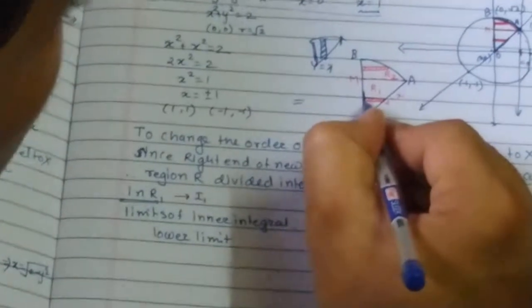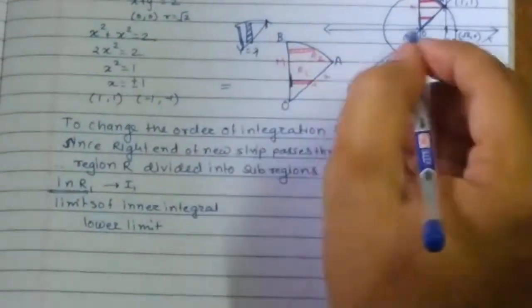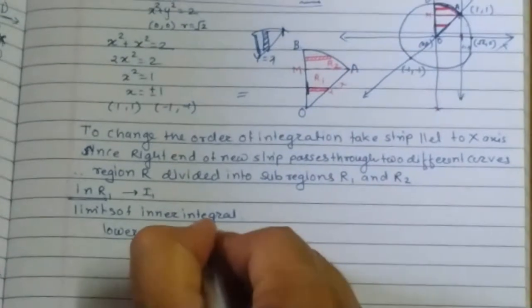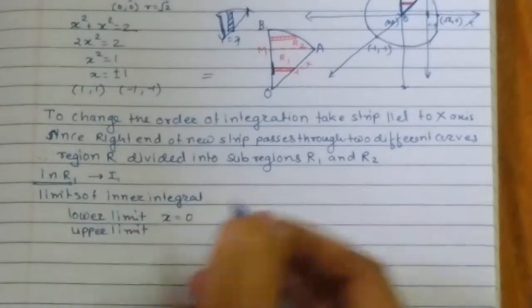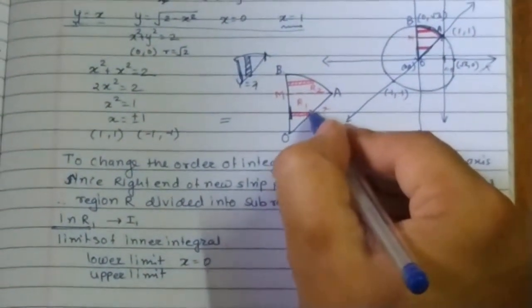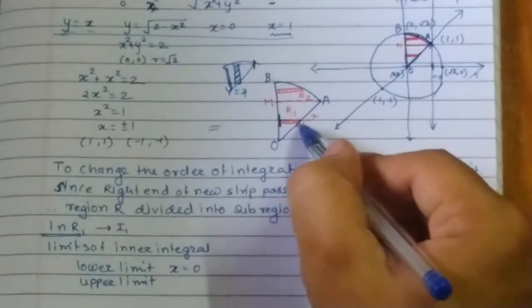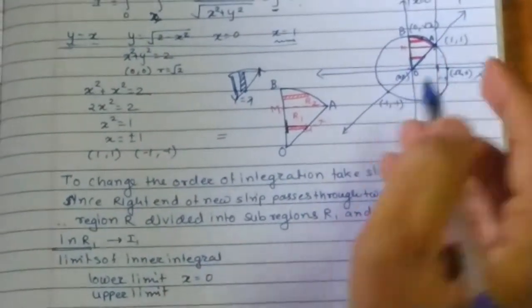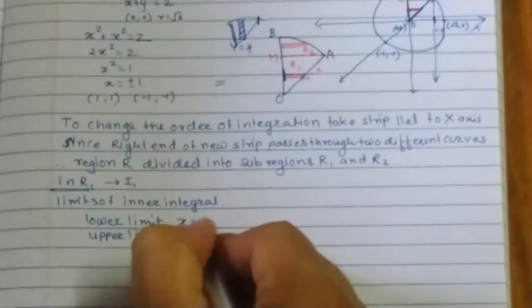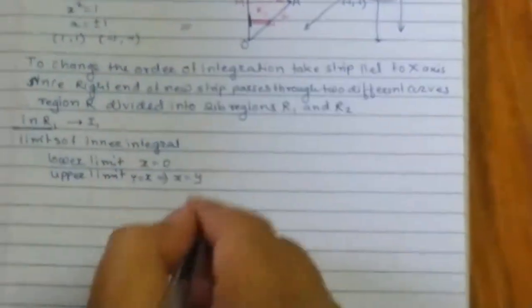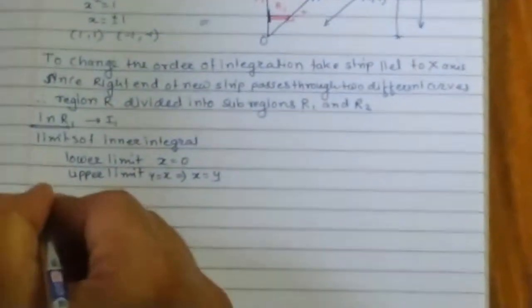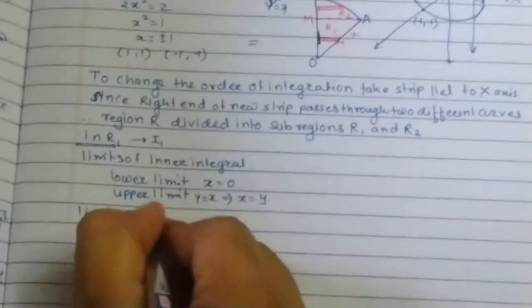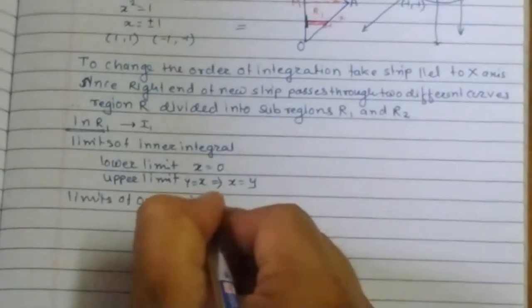When the strip is horizontal, observe where the left end of the strip lies. The left end of the strip lies on OB. OB is a part of the y-axis. So therefore x is 0. Upper limit, for a horizontal strip, is nothing but the right end. So where does the right end lie in R1? The right end of the strip lies on the line y equals x. So this implies x is equal to y. It means we expressed the limits of x in terms of y. Now the limits of the outer integral.